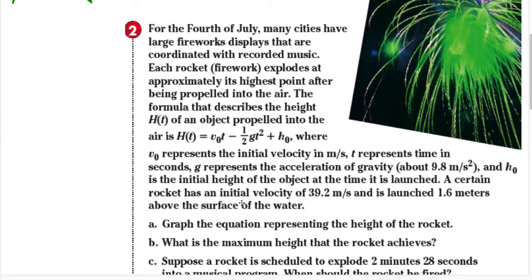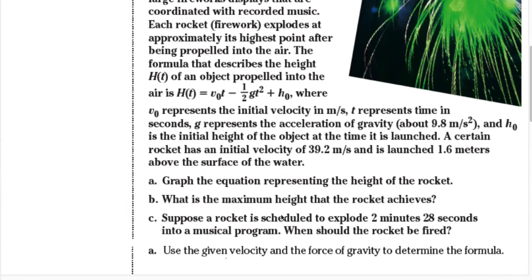So a certain rocket has an initial velocity of 39.2 meters per second, and it's launched at 1.6 meters above the surface of the water. So we want to graph the equation representing the height of the rocket, and we want to find out the maximum height that the rocket achieves. And remember, maximum height talks about the vertex. You want to find that vertex.